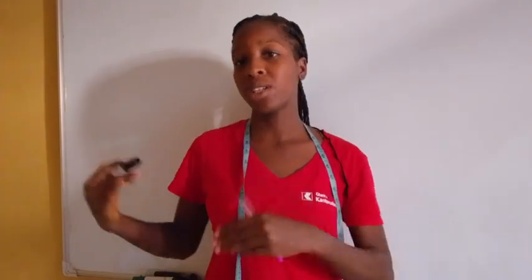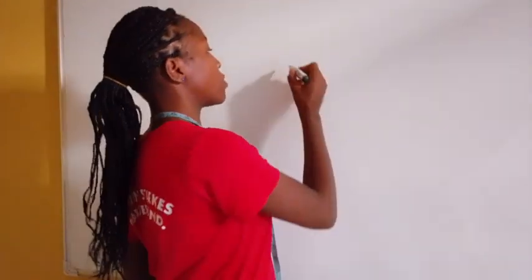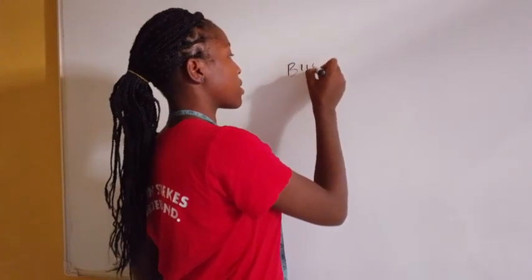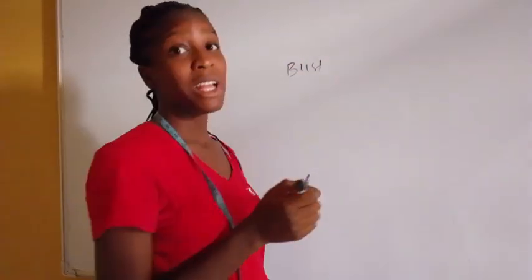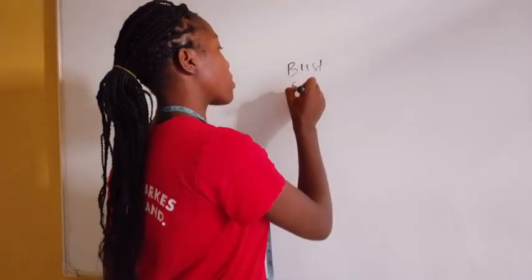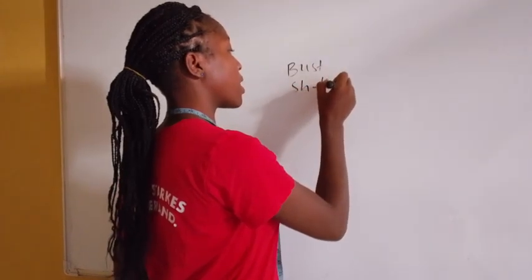Everyone. So before you start thinking about how to draft a cut together dress, there are some basic measurements you are expected to know about. So first of all, you need to take bust measurements. That's the first one. Then secondly, you should know about the shoulder line.